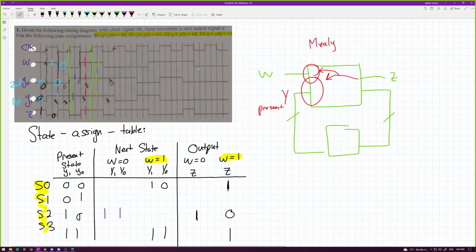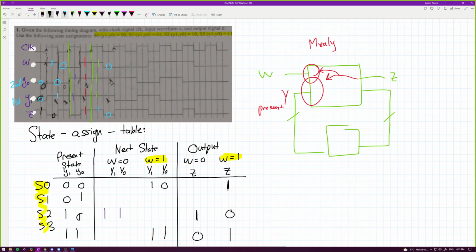So from here, we don't clock in this section. In this section right here, we haven't clocked yet, but the input changes, and when the input changes, the output changes. The input is one, but then it becomes zero. So if you are in state 1-1 and your input is zero, your output is also zero. That's the thing we can fill in from there.